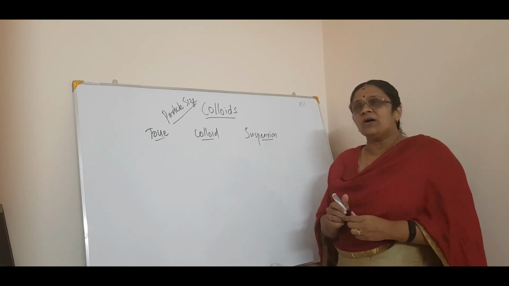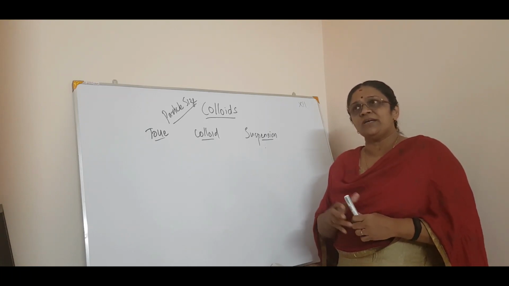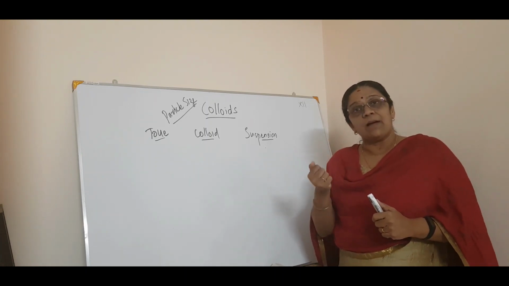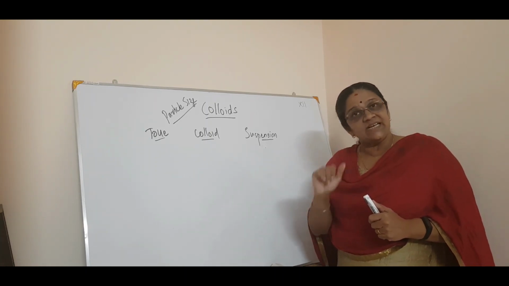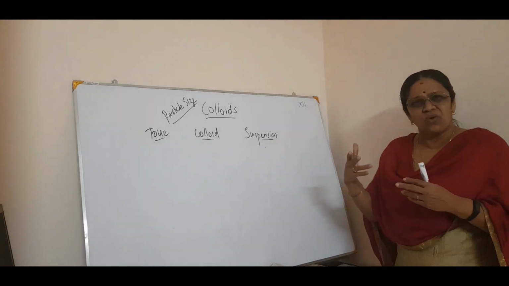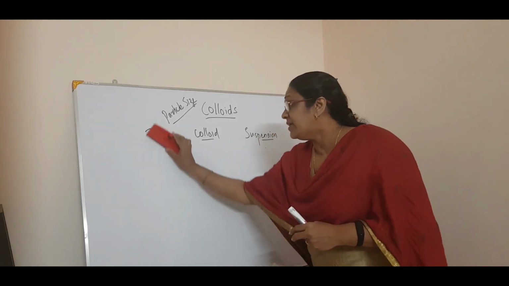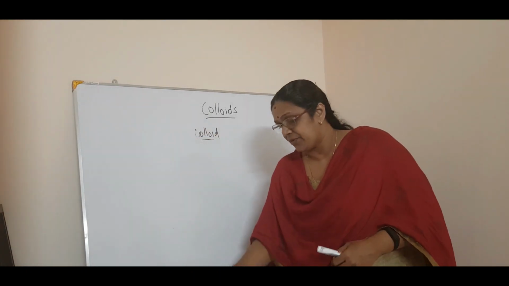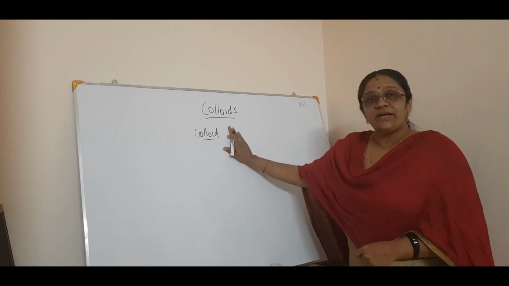Okay. Now, in the case of suspension, the other point is, if it is kept undisturbed for some time, what will happen? The particles will settle down. Okay. So, these are the characteristics of suspension. So, you all know that. Just a recap of it. Now, we are coming to the main thing, that is colloids. Okay. Now, what are colloids?